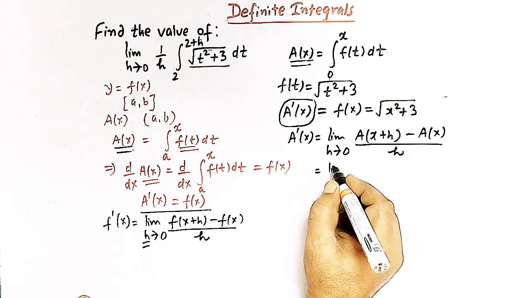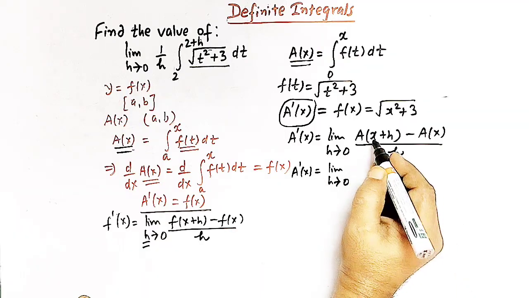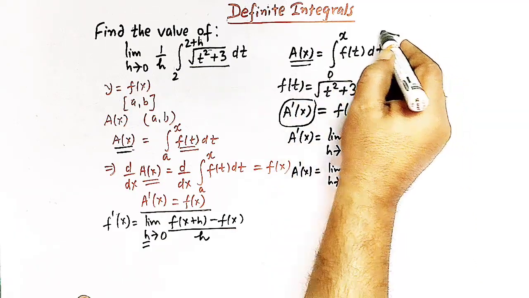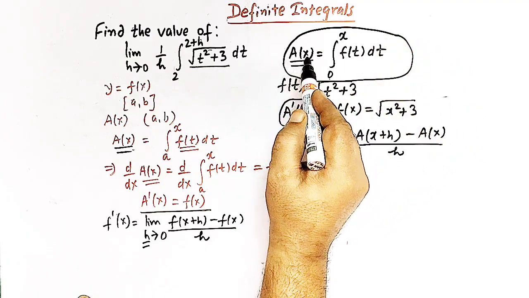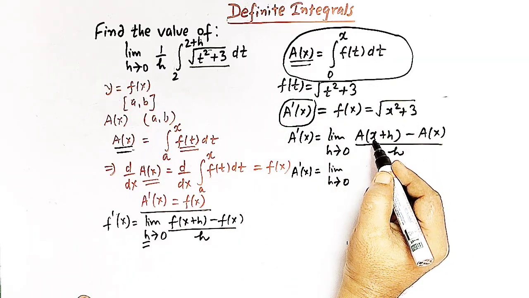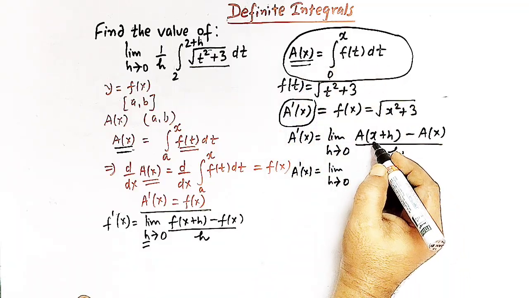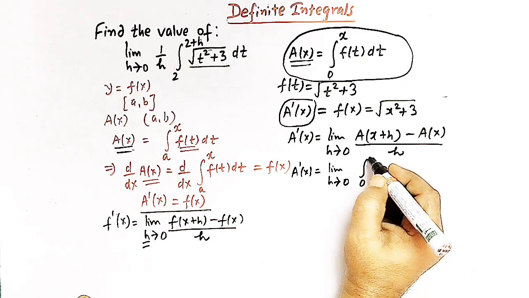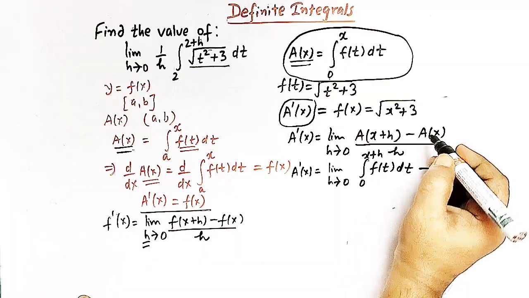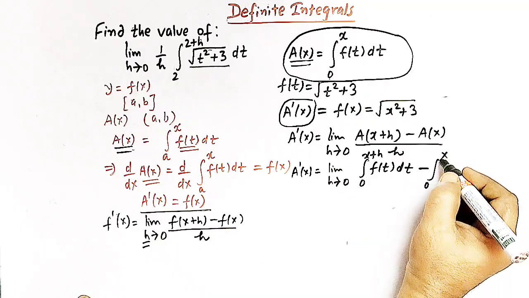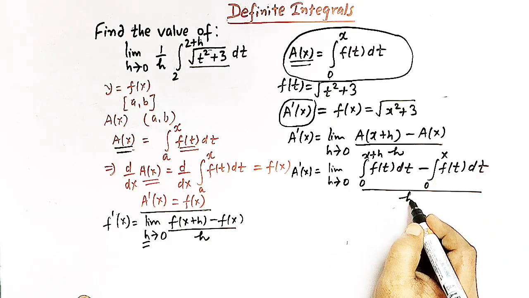So A prime of x is equal to this limit due to this definition. Now A of x plus h can be obtained from this relation. A of x is a function of x, and here we have the input x plus h. Replacing x by x plus h, A of x plus h can be written as the integral from 0 to x plus h of f of t dt, minus A of x, which is the integral from 0 to x of f of t dt, and in the denominator we have h.